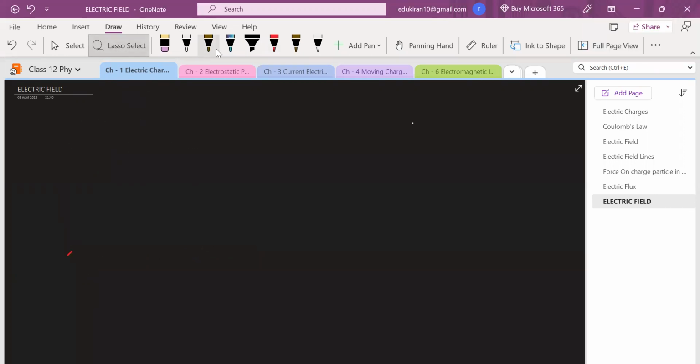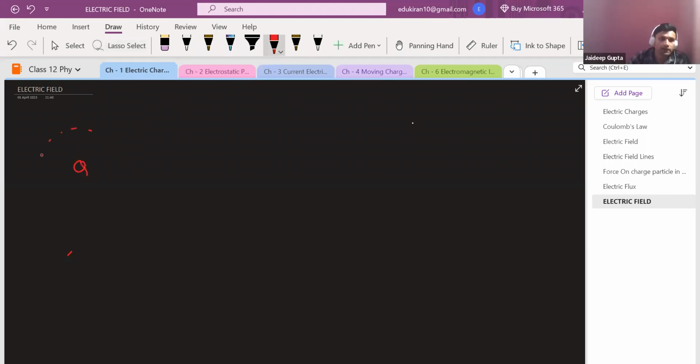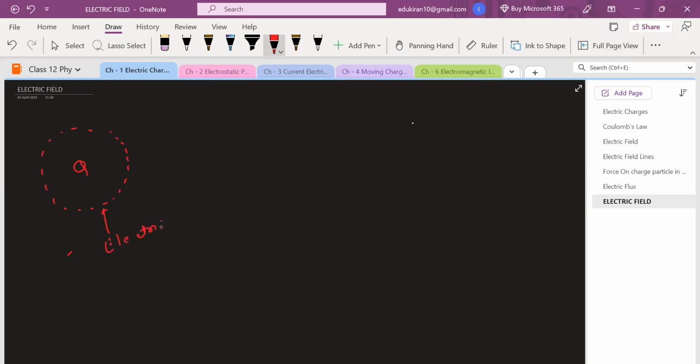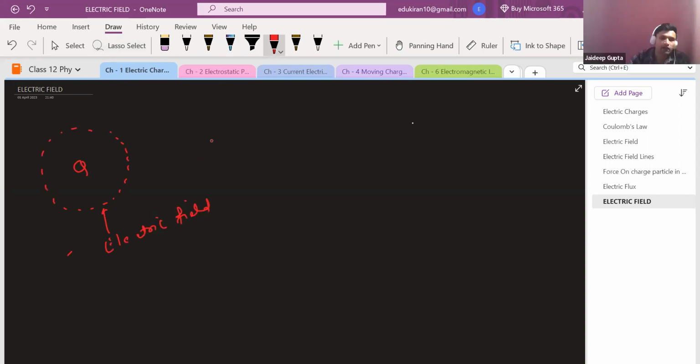Yes. So let this be a charge. It creates a space around it that is known as electric field. And if you bring any other charge nearby, let this be a positive test charge, then this charge will experience a repulsive force towards the right due to this electric field. So electric field basically is a space.